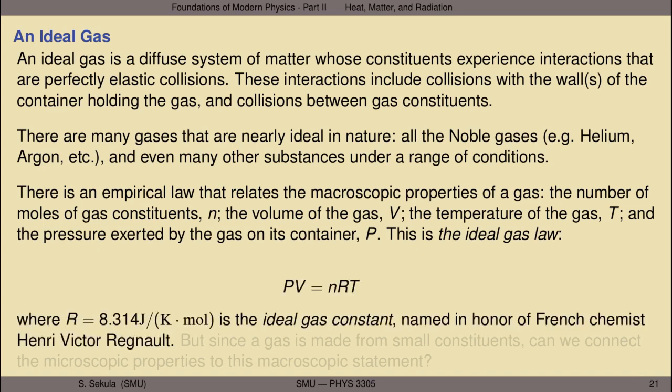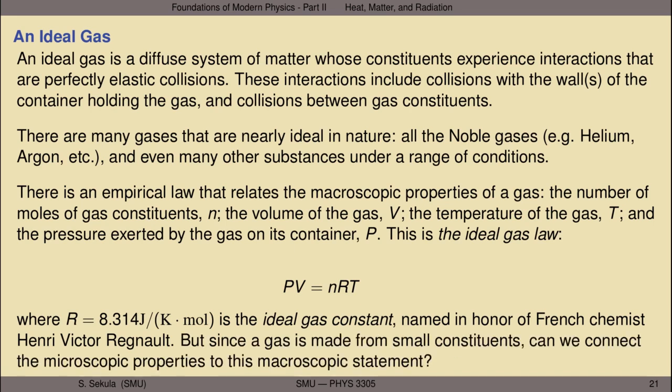Most students learn this in a chemistry course in either high school or college. PV equals nRT: the product of the pressure exerted by a gas and the volume of that gas is equal to the number of moles of that gas times a constant times the temperature of the gas. Now here, this constant is denoted capital R. It is known as the ideal gas constant, and its value is 8.314 joules per Kelvin per mole. It's named in honor of the French chemist Henri Regnault, therefore the letter R.